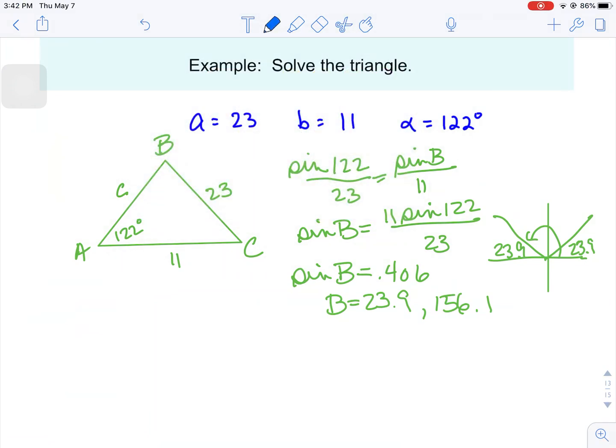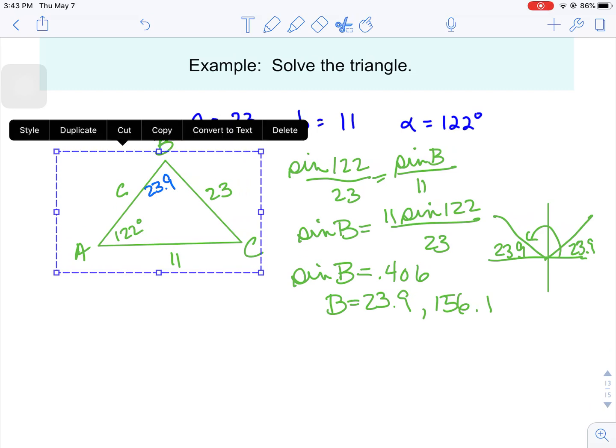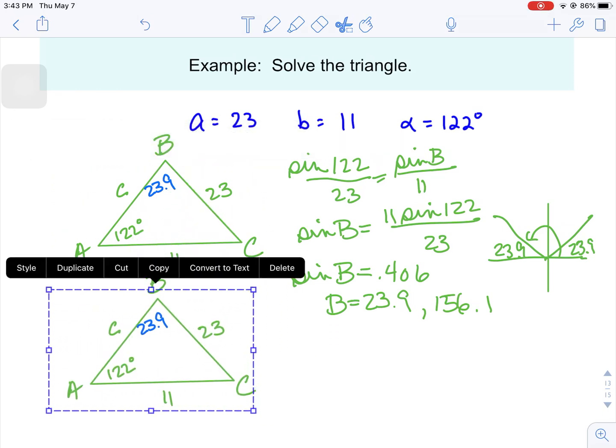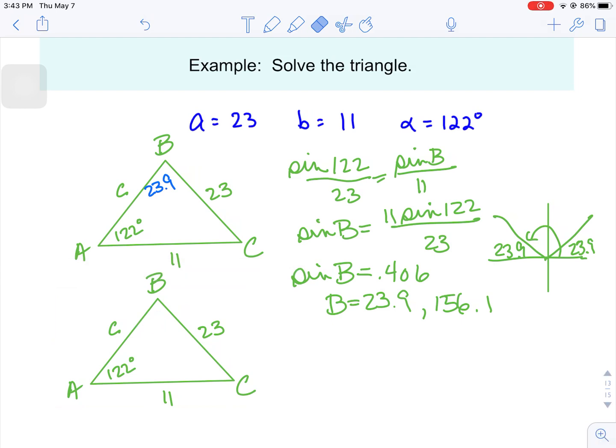Now, taking a look, so let me change my colors here. B would be 23.9. And then I have my second option, which would be 156.1. Hopefully you are noticing a problem. That problem is that the interior angles of a triangle have to sum to 180. And if I add these two together, it's more than 180. So this will not be a solution to my problem.